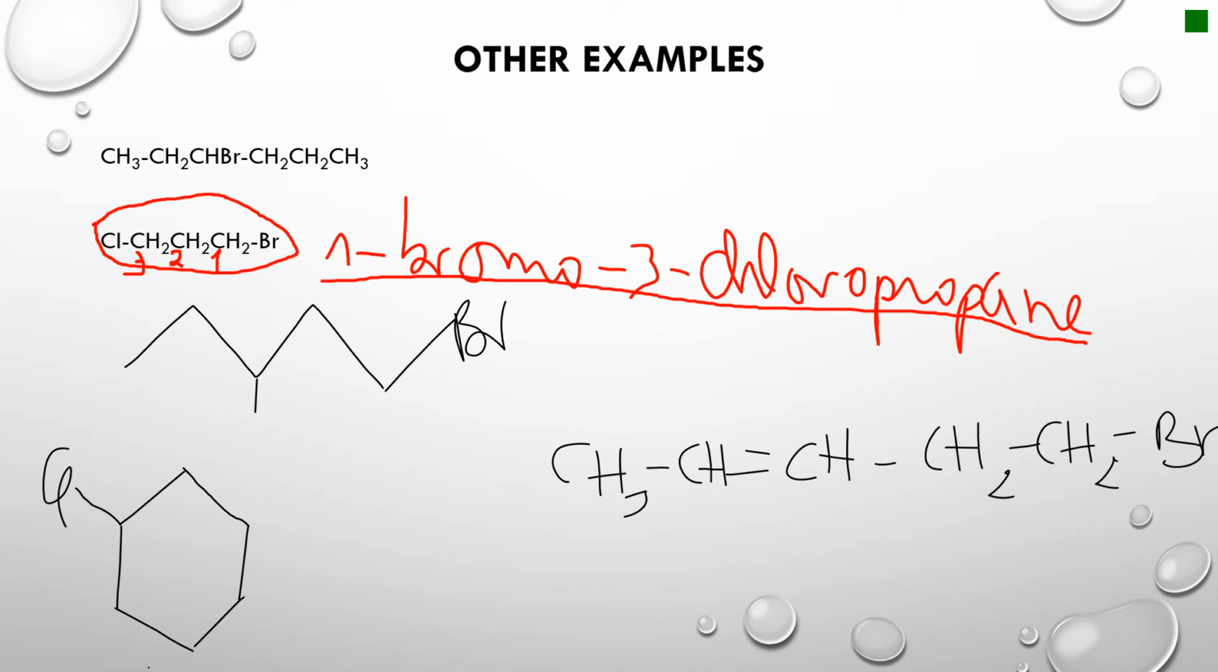It is simple, right? So we can also name the other molecules. For example, this one has 1, 2, 3, 4, 5 carbons, and it has bromine, so this may be the parent chain.